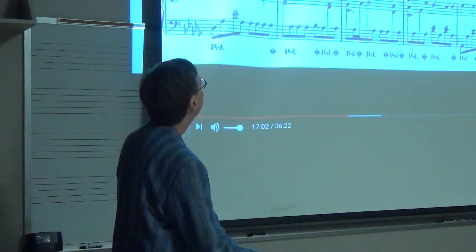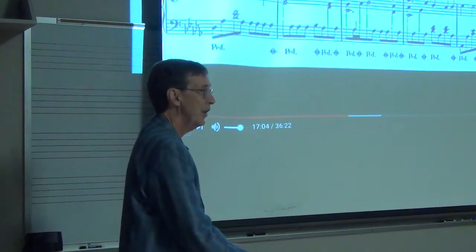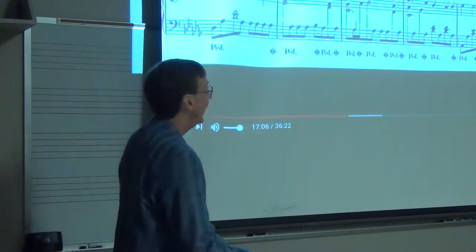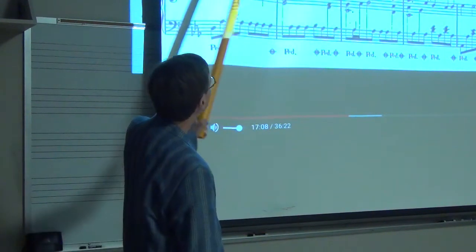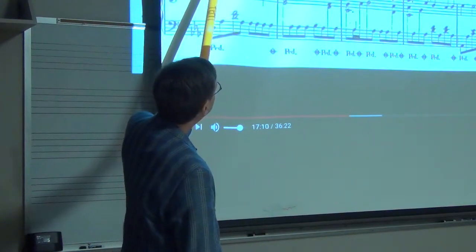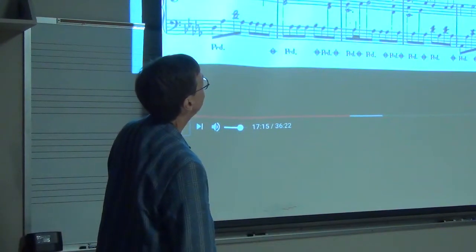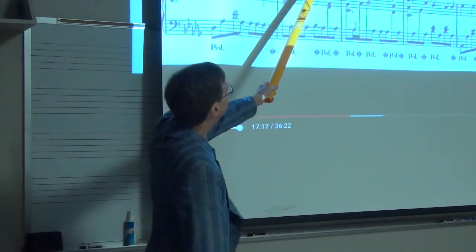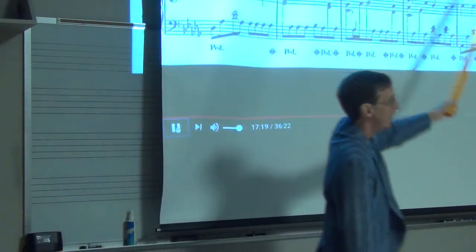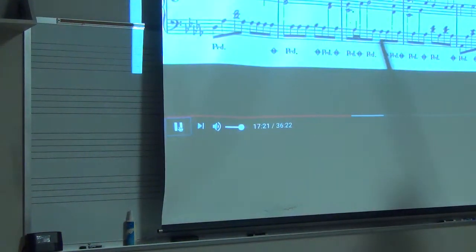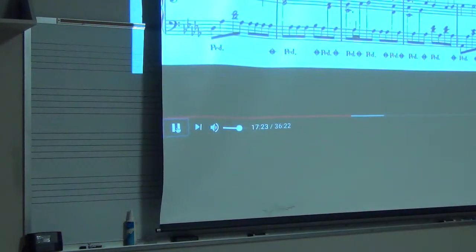B flat minor. Okay, this is called the raindrop. And what I do want you to notice is when this changes to sharps. And this A flat is the raindrop. But it's not always an A flat. Sometimes it's a G.